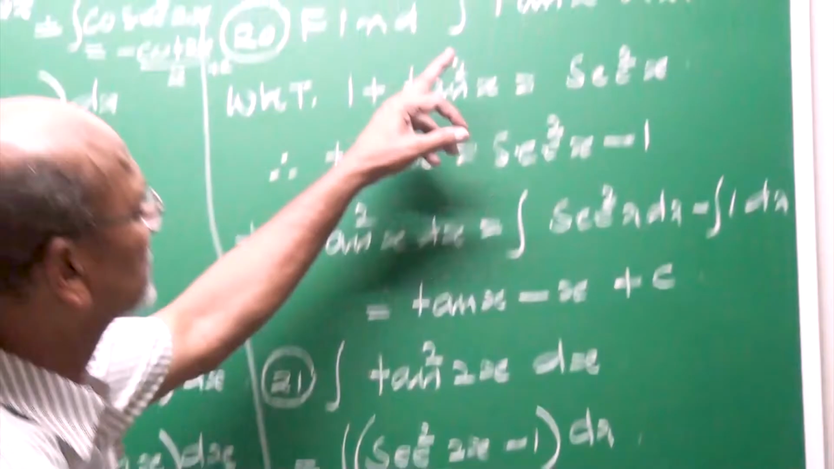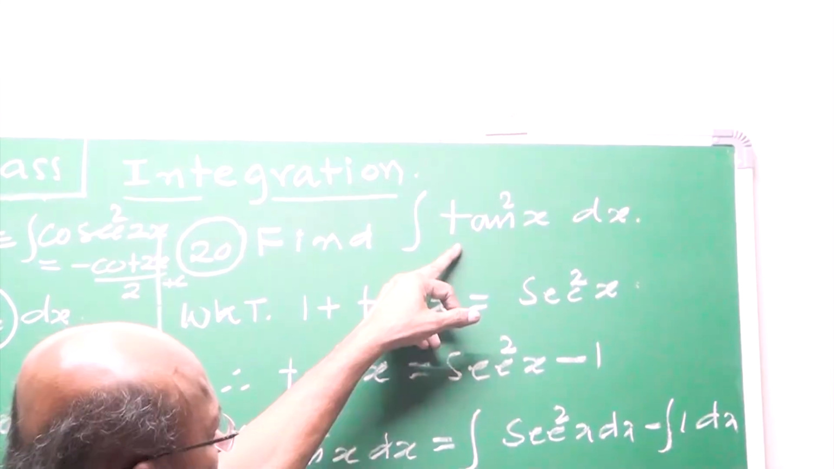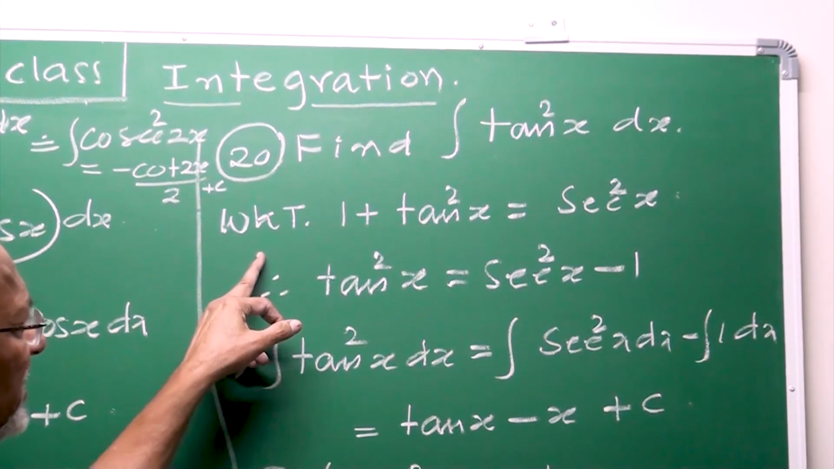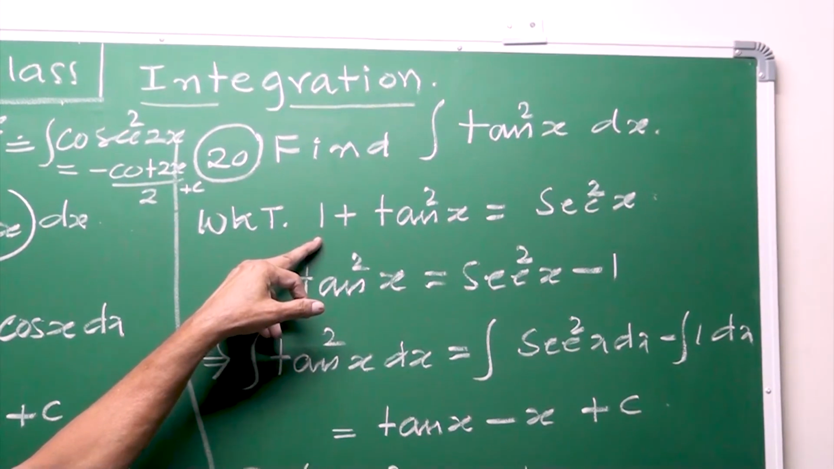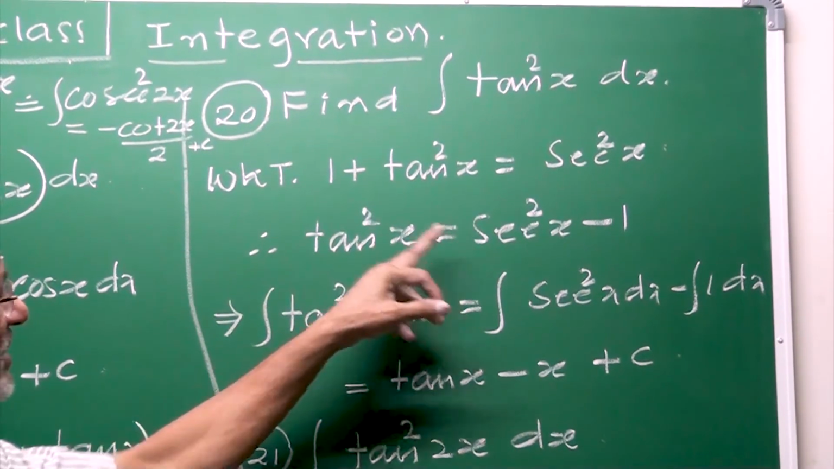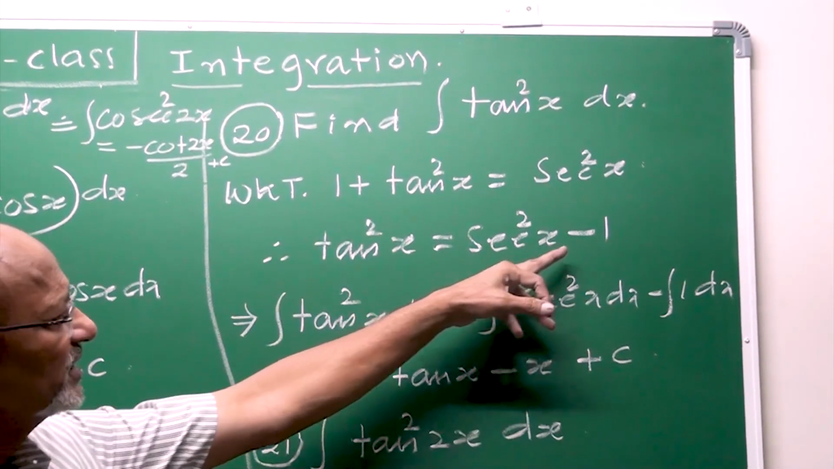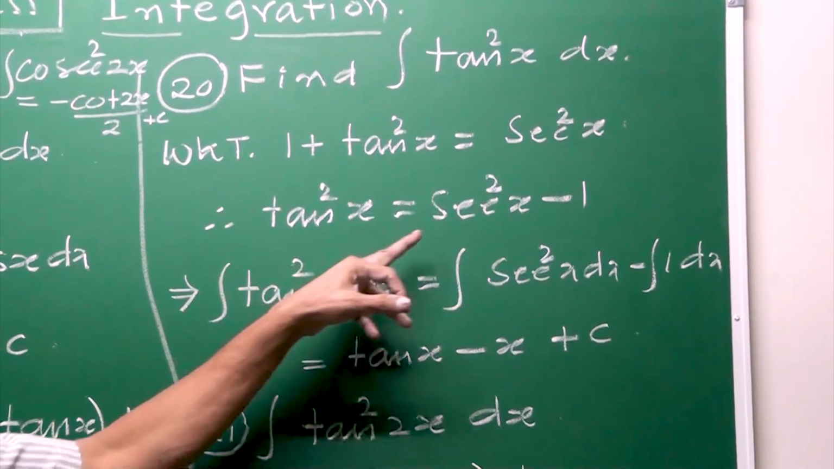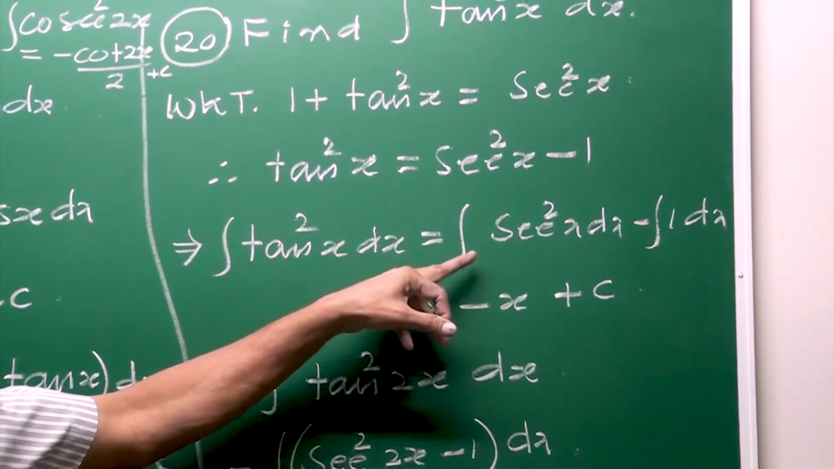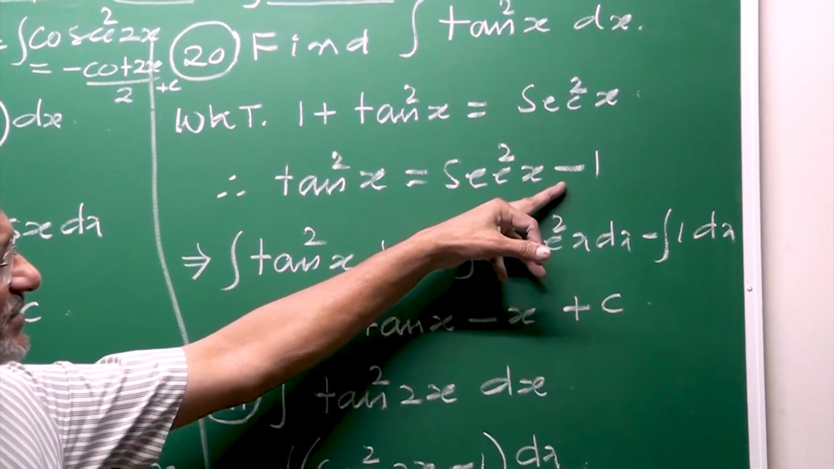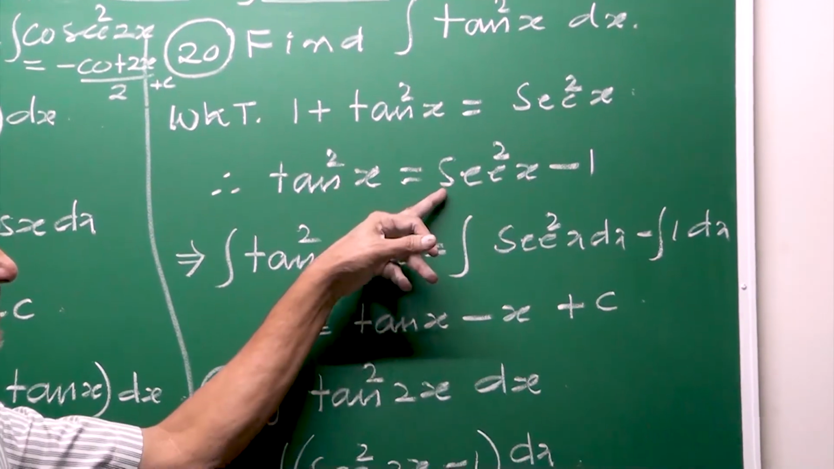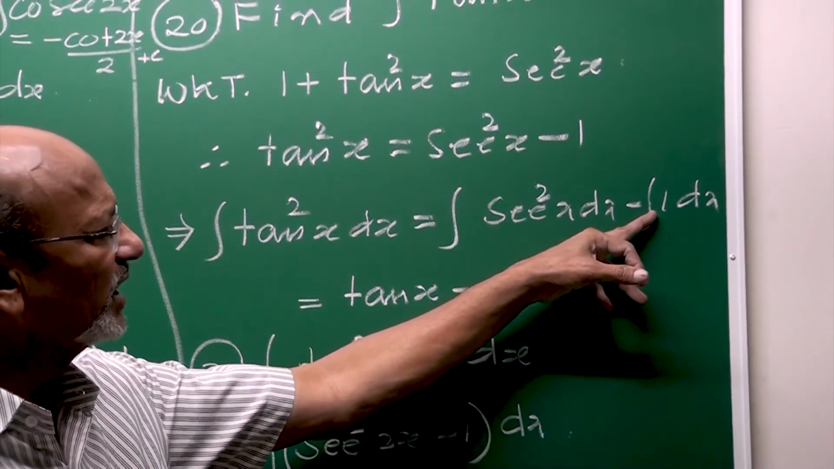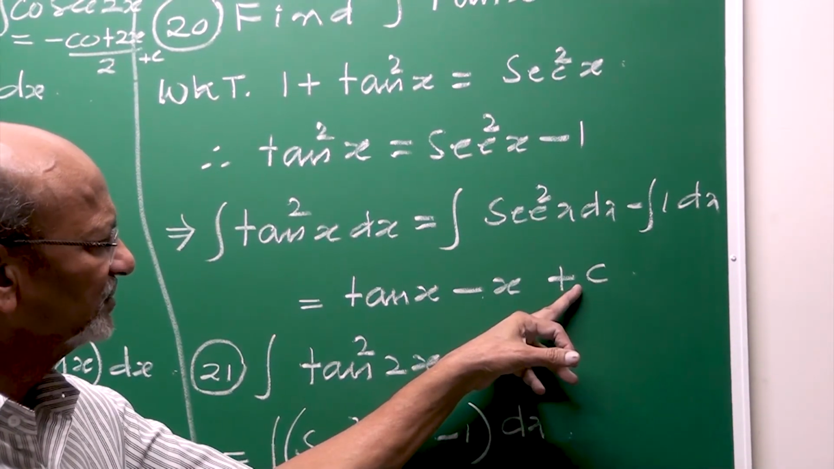Next comes, my friends, integral tan square x dx. You know the identity: 1 plus tan square equals sec square. So tan square x is sec square x minus 1, shifting the 1 to the RHS. Integral of tan square is the integral of the RHS: integral sec square x minus integral 1 dx. Again, what is the integral of sec square? Tan x minus integral of 1, that is x, plus c.